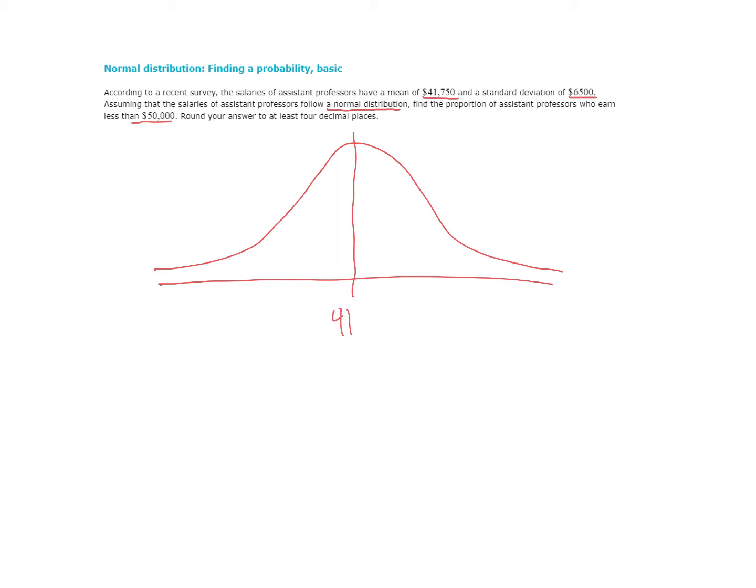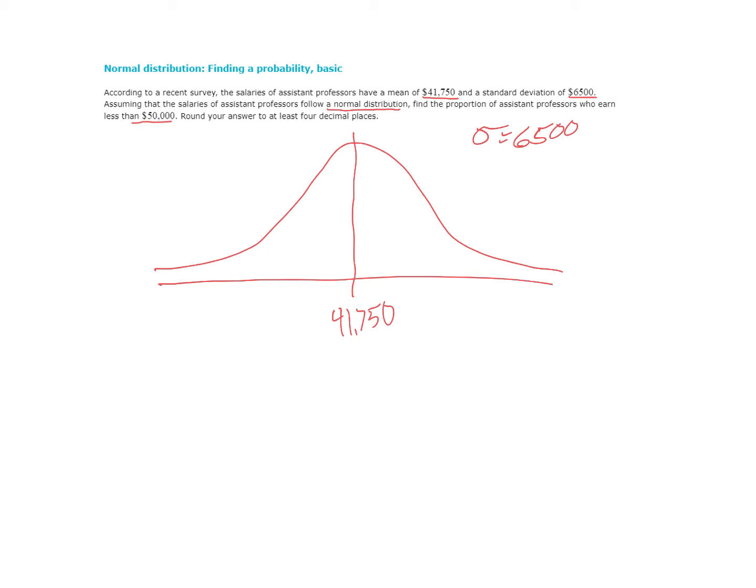I'm always going to draw a picture on these, and I would suggest you do. If you ask me for help, I'm going to ask you to draw me a picture. So it's a normal distribution. It's got a mean of 41,750, going right in the middle, and a standard deviation of 6,500, which I'll keep off to the side. I want to find the proportion of assistant professors who earn less than $50,000.